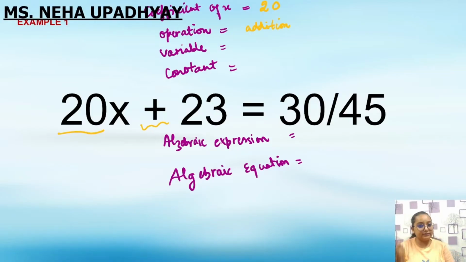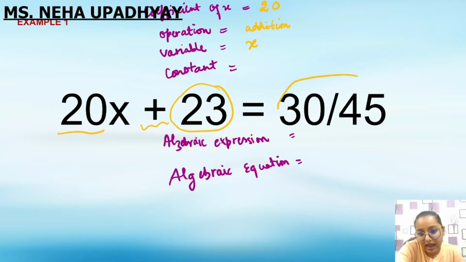Okay. What is a variable? Variable is the thing that changes its value. So the variable is x. And what is constant? The terms which never change. So over here 23 is constant and 30 by 45 is constant. So 23 and 30 by 45 are constants.